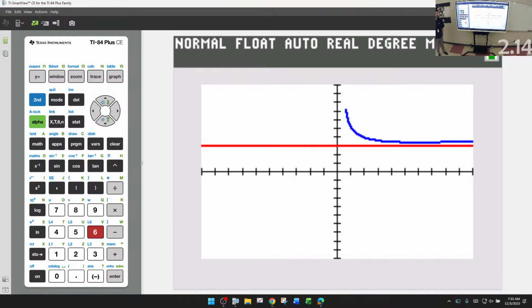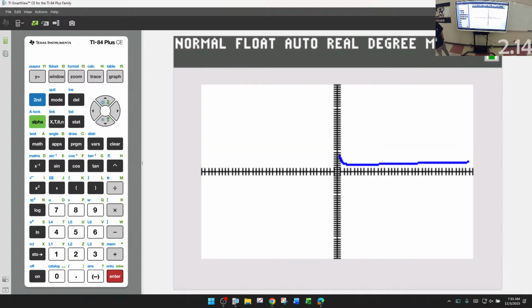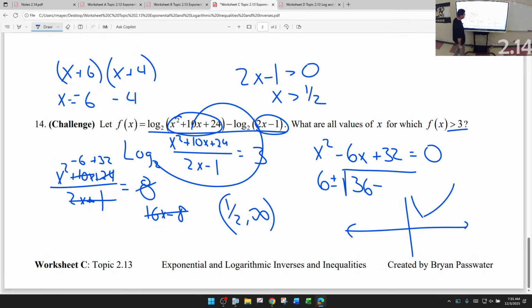That challenge wasn't as much of a challenge as the others, because when it got to that imaginary, I'm going to stop. There's no reason to find imaginary zeros for this. Zoom out. Yeah, it never goes below it. So it's always above it. So this is always above 3. So it should be from negative infinity to infinity.